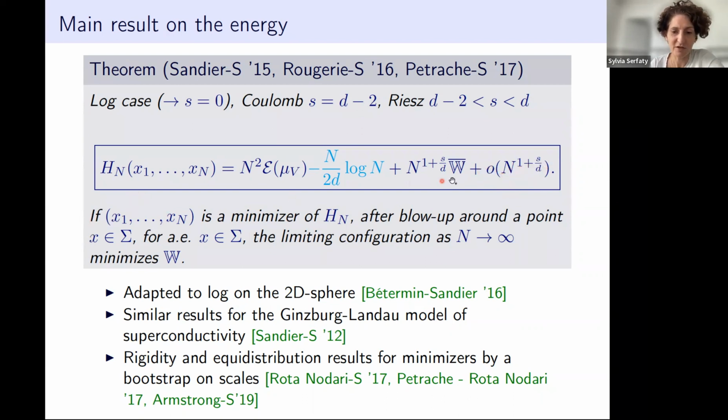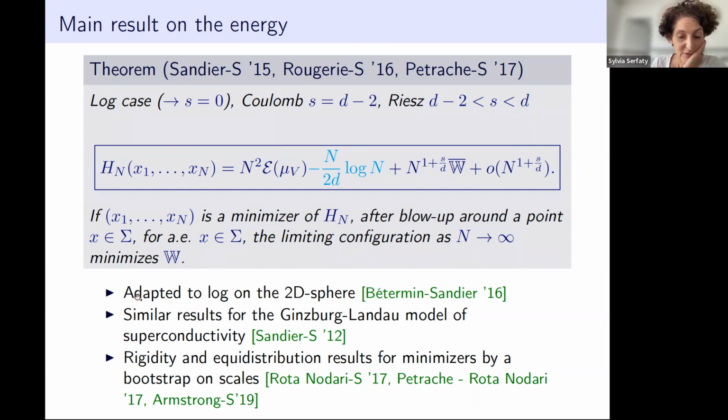But a consequence of this formula is that if you want to look at minimizers of this, because this is constant, you really have to minimize W bar. And so you can write a theorem that if you start from minimizers of Hn, and if you blow up around a point in sigma, for almost every point around which you blow up, you should minimize W. So the limit configuration minimizes W. I told you W is defined in a semi-explicit, implicit way with the electric potential in larger and larger boxes.